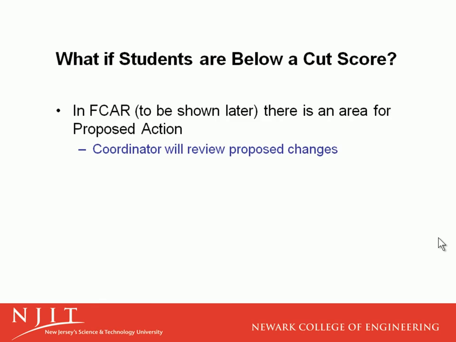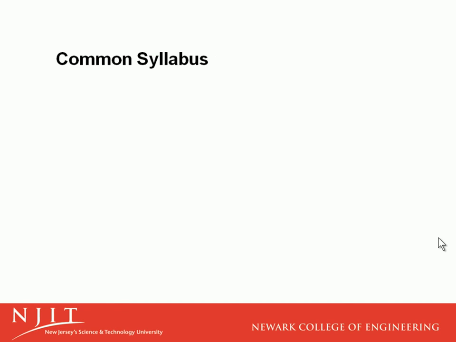Well, what if a student is below a cut score? In the FAKAR, that report that I'll be talking about a little later, there's an area for proposed actions. If a student falls, or the whole group of students fall below the cut scores, you need to think about some change, some proposed action to improve that learning, and then the coordinators will be reviewing the proposed changes.